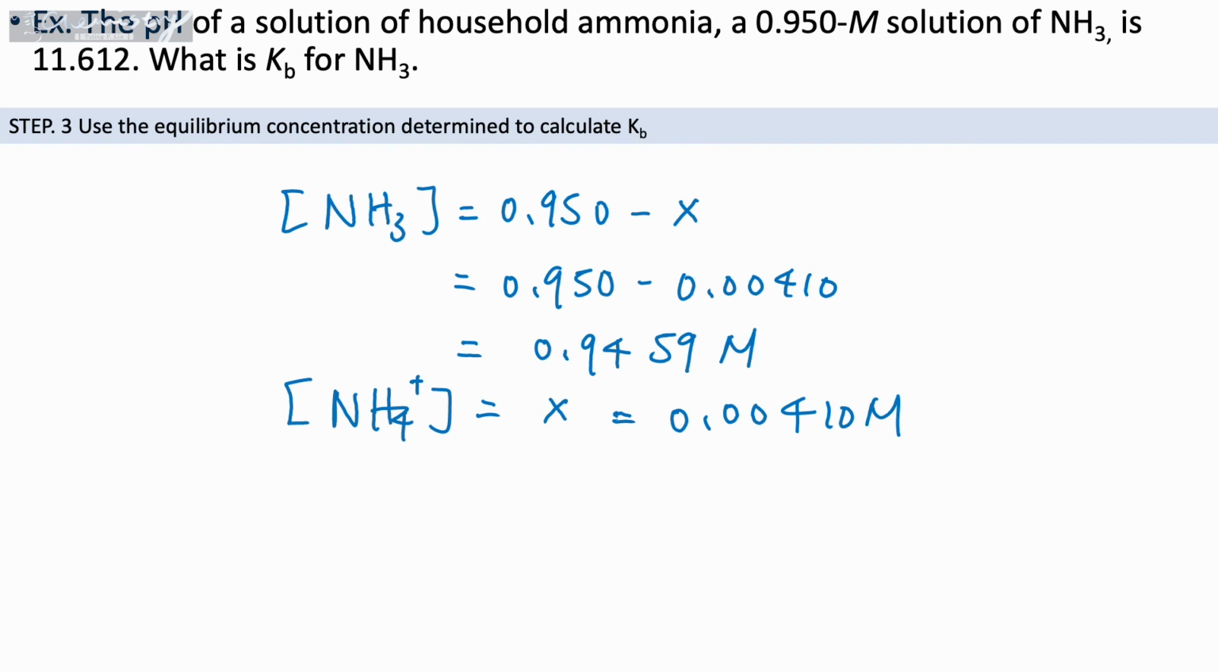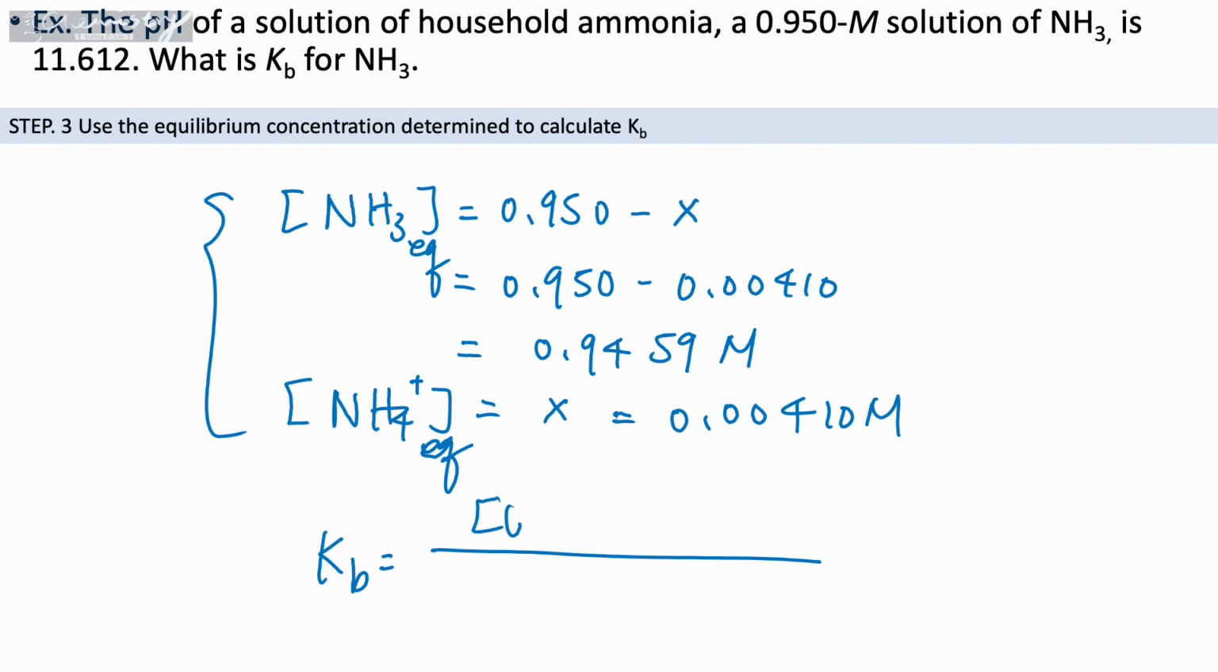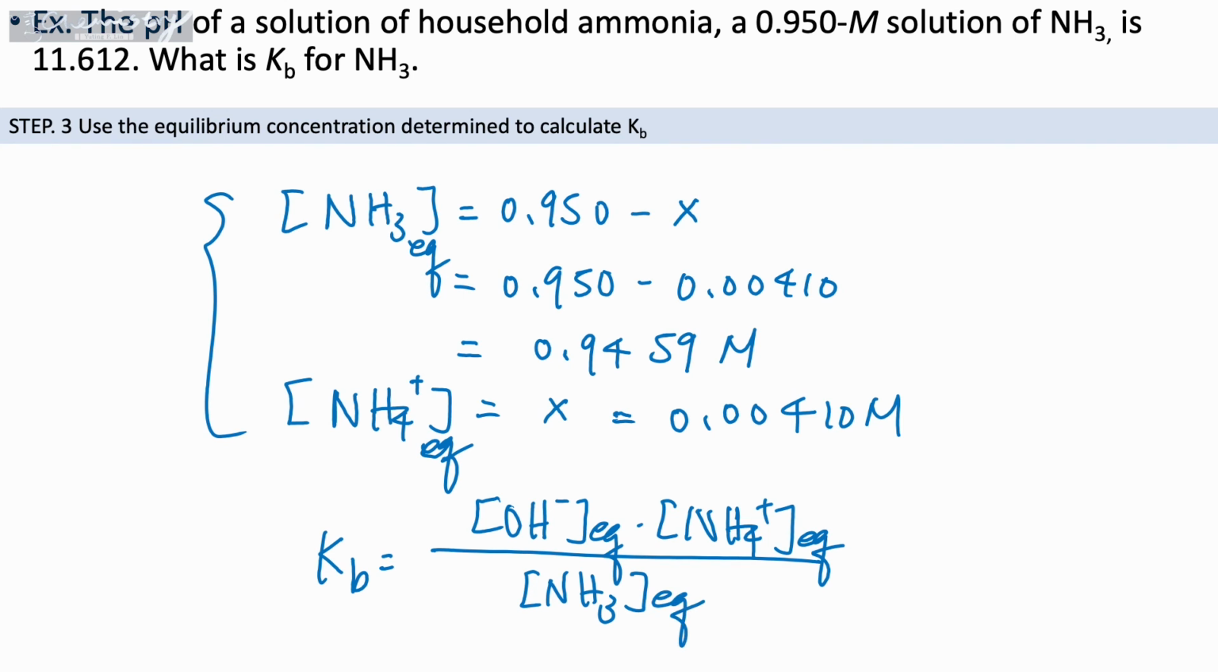The concentration of the ammonium is just x, which is equal to 0.00410 molar. With these two pieces of information, we can find Kb because we know that Kb is equal to the equilibrium concentration of the hydroxide ion multiplied by the equilibrium concentration of the conjugate acid, in this case the ammonium ion, divided by the equilibrium concentration of the base. That is going to equal 0.00410 squared divided by 0.9459.